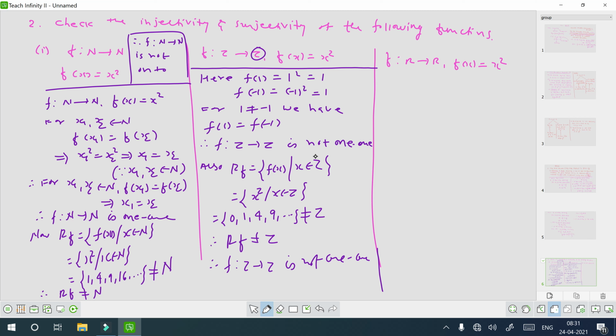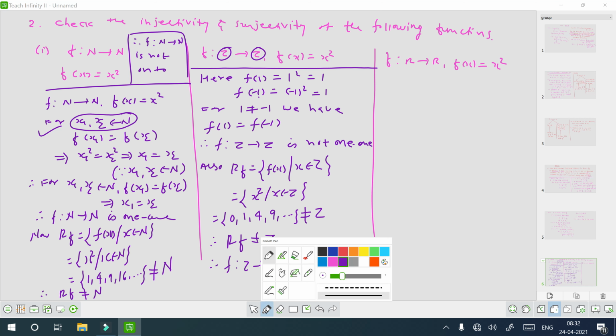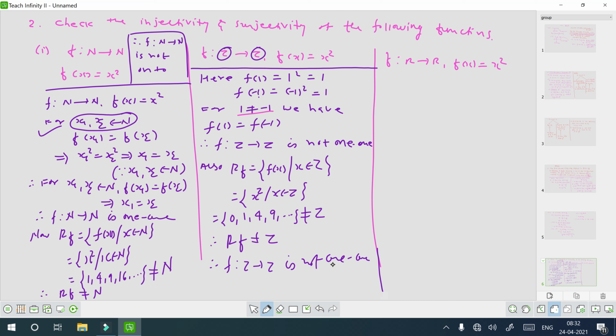Why 1-1 for the earlier case? Because x1, x2 are positive natural numbers, so if distinct elements have distinct images, or if the images are the same, then x1 is equal to x2. In this case, positive and negative numbers are there. So 1 is not equal to minus 1, even though we have f of 1 is equal to f of minus 1. So that is not a 1-1 function. Clear? Now let us see what happens.